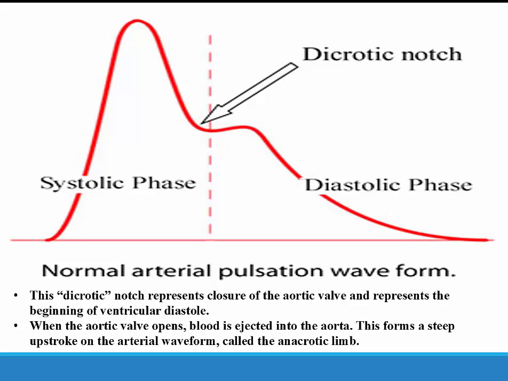This dicrotic notch represents closure of the aortic valve and represents the beginning of ventricular diastole. When the aortic valve opens, blood is ejected into the aorta, and this forms a steep upstroke on the arterial waveform called the anacrotic limb.